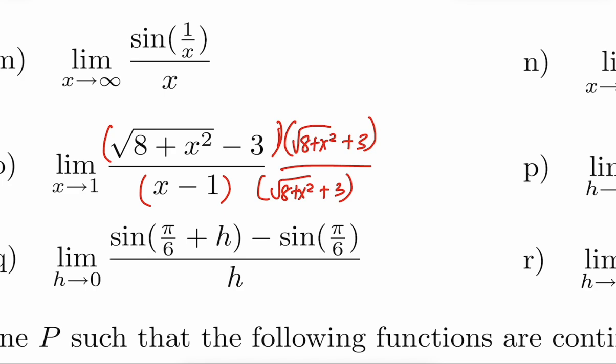Now, when we do this, on the top, that's just the difference of squares. So it's just the first term squared minus the last term squared. That's why they're conjugates. Conjugates are always the difference of squares. So just square the first thing, minus the square of the last thing. If I square a square root, the square root pops off. That's just 8 plus x squared.